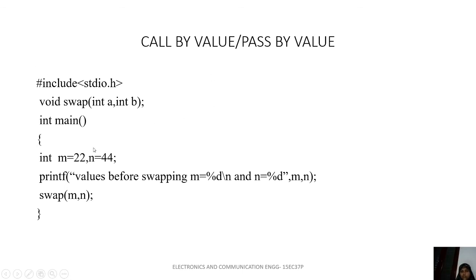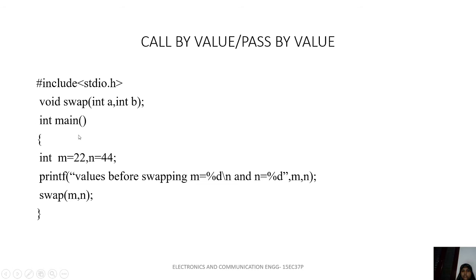You can see in this program, #include <stdio.h> is the header file. I have written one function declaration here: void swap(int a, int b). This is the function declaration. The function name is swap, and the return type, or the data type, is void. Void means it is not going to return any value. Here, int a, int b, you are declaring two parameters a and b.